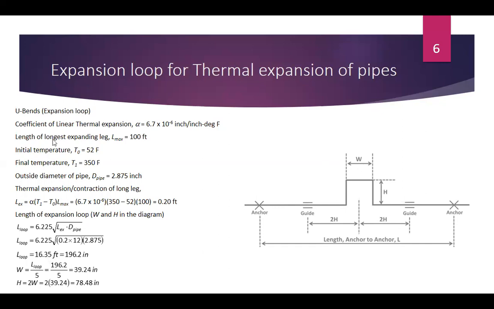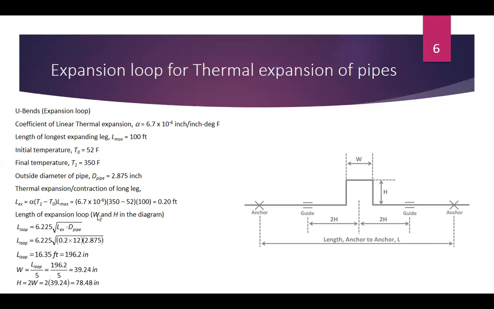So, the same length of longest expanding length, ito is 100 feet. Initial temperature is T sub i equal to 52 Fahrenheit. Ito length, ito yung total niya, expanding length. Sinabi niya ito, hindi yan sinabing lahat. Okay? So, outside diameter is 2.875. Thermal expansion or contraction of the long length is still 0.2 feet.